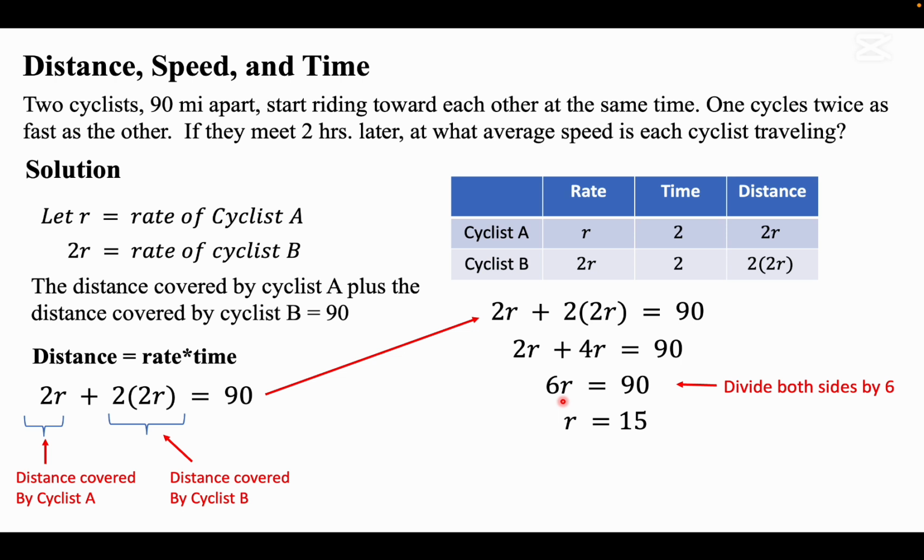Well, what is r? Well, initially we said that r represents the rate of cyclist A. So that means cyclist A is traveling at 15 miles per hour, and cyclist B is traveling twice as fast. So that would be 2 times 15, which is 30 miles an hour.